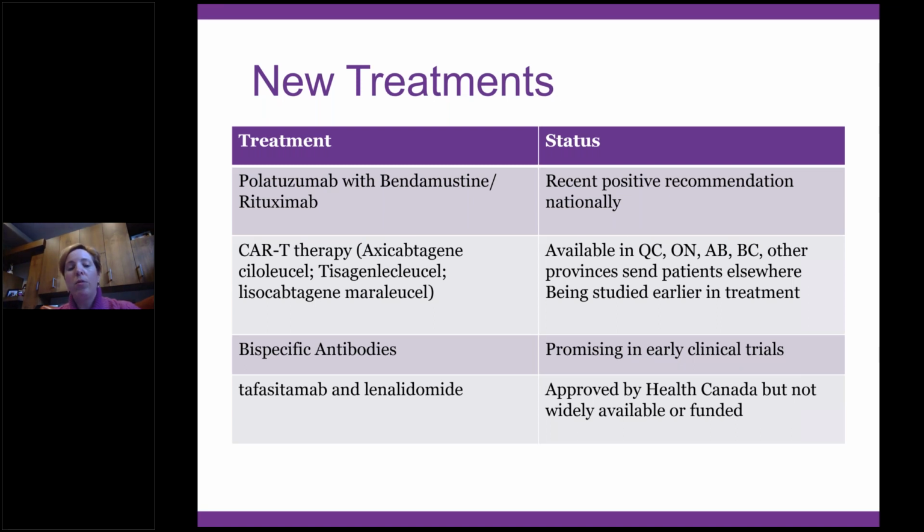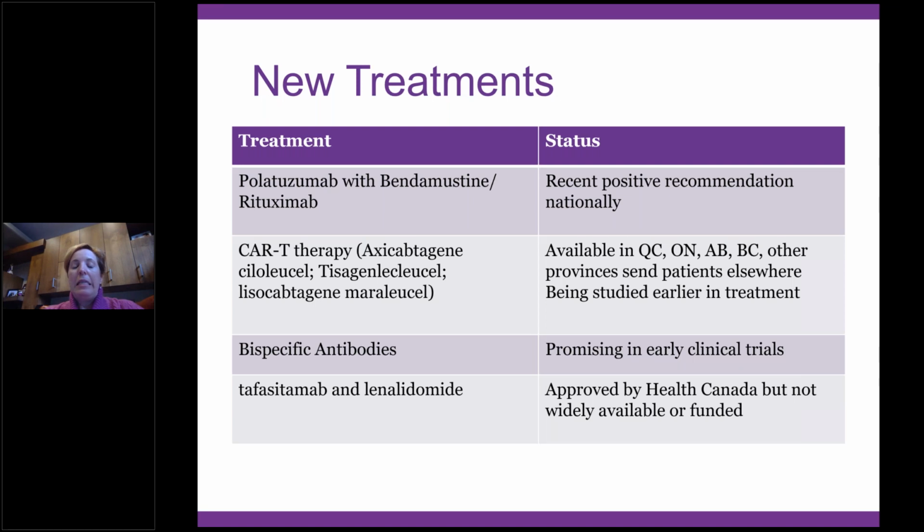Bispecific antibodies are a special type of antibodies that target 2 different markers on cells at the same time. These have been very promising looking in early clinical trials in diffuse large B-cell lymphoma, and I think they're a treatment that we'll be seeing more of in the years to come.